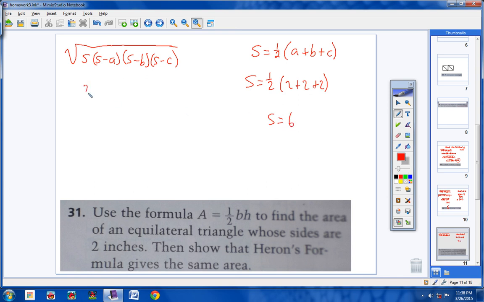So we'd have 3. 3 minus 2 is 1. 3 minus 2 is 1. 3 minus 2 is 1. So we have the square root of 3 times 1 times 1 times 1, which would be the square root of 3, which would be whatever that would be. Let's see, square root of 3 would be 1.73. So equals approximately 1.7 square units. Okay. Alright, moving on to number 32.